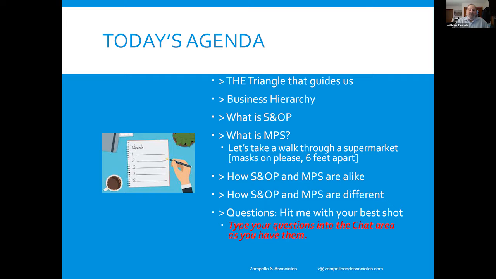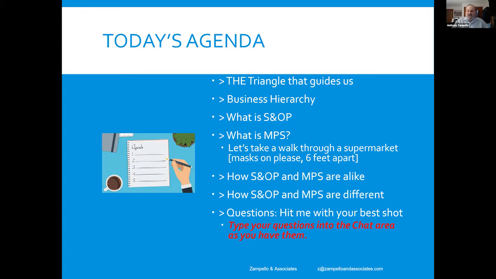So we're going to go through the triangle that guides our business, and I'll explain what that is. Then we'll take a quick look at what our business hierarchy is, how our business is run. You may not see this officially in your company or in black and white, but these are the processes that your company is going through in some way, shape, or form. I'll touch on very basically what is S&OP and what is the master production schedule.